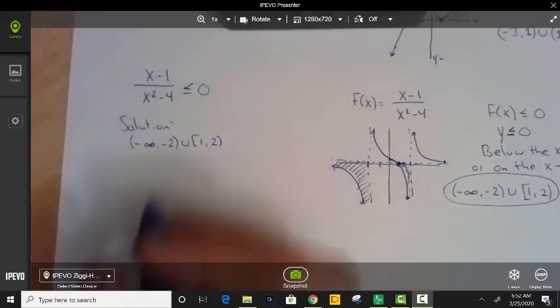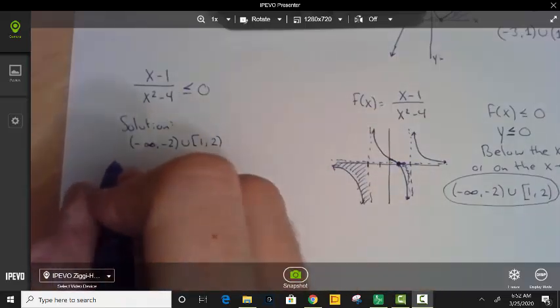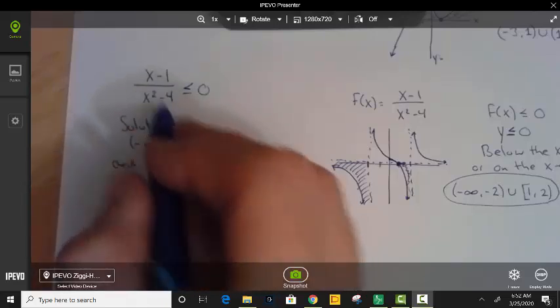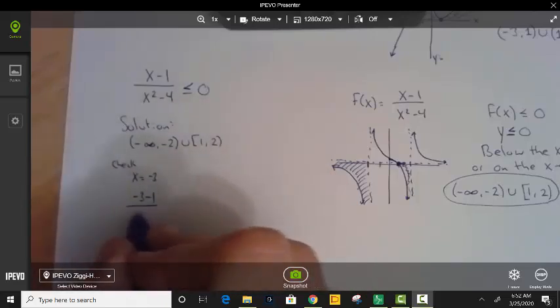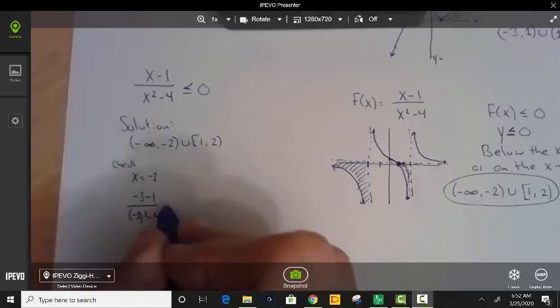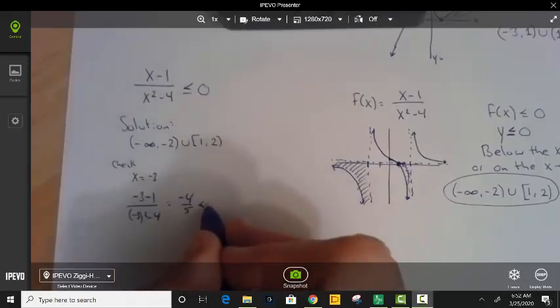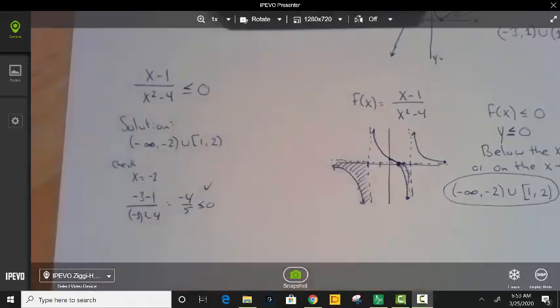So the solution to this inequality is negative infinity to negative 2, union 1 to 2. And if we wanted to check this, if I plugged in, say, negative 3, negative 3 minus 1, over negative 3 squared minus 4, that gives me negative 4 over 5, which is indeed less than or equal to 0, so it checks.